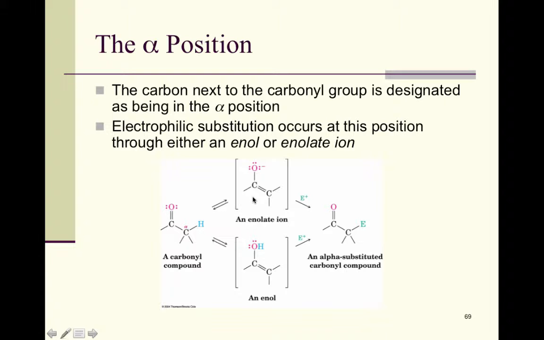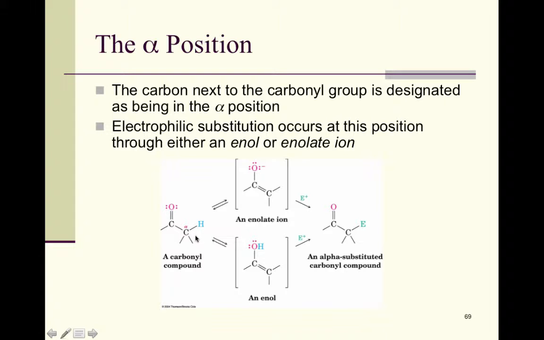In the enolate ion form, our oxygen has the negative charge. It still has its octet. And what was the carbonyl carbon now has a carbon-carbon double bond to the alpha carbon. This is an example of an enolate ion. At this point, an electrophile can come in and substitute on the alpha position, and the carbonyl group is going to be regenerated.